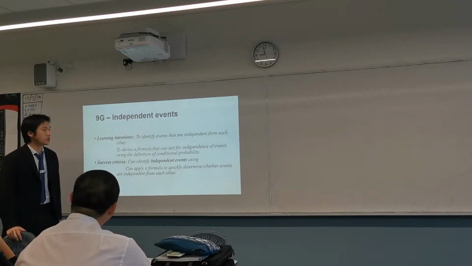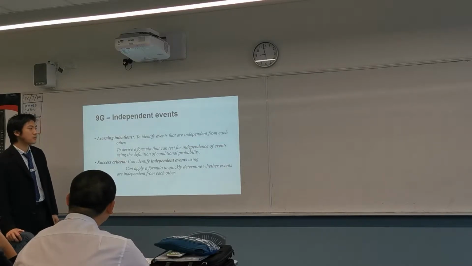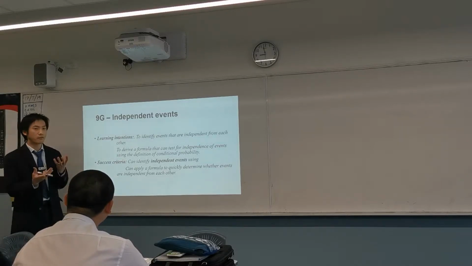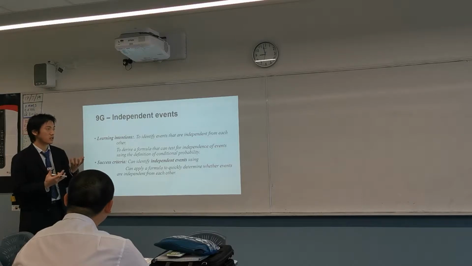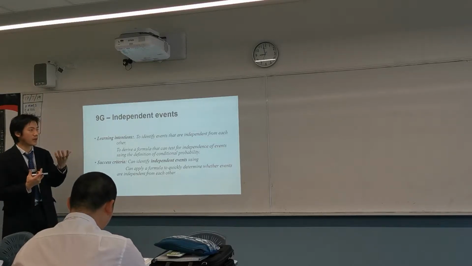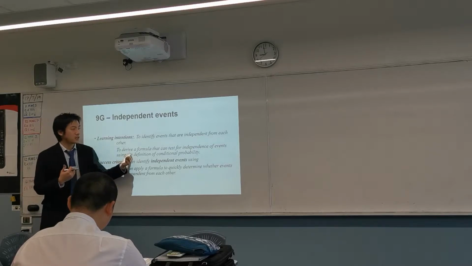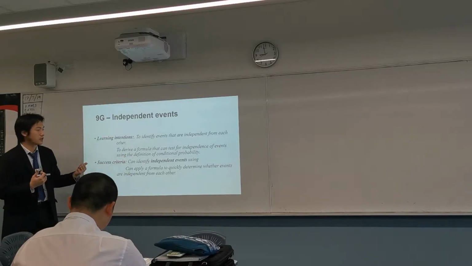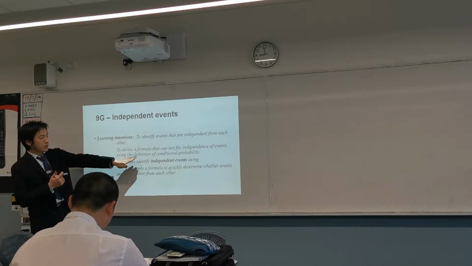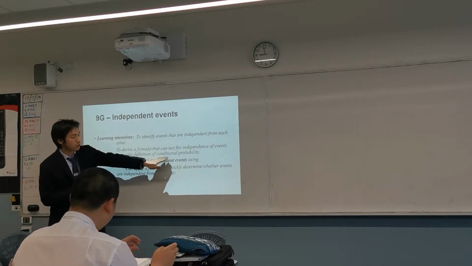Our learning intentions are to identify events that are independent from each other. Okay, we're going to have more than one event. So like event A and event B, how do we know that they're independent? And we're going to also derive a formula that can help us test for independence of events. And we're going to get that formula from our definition of conditional probability.